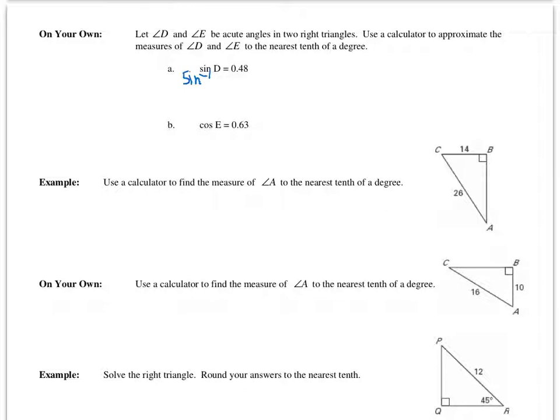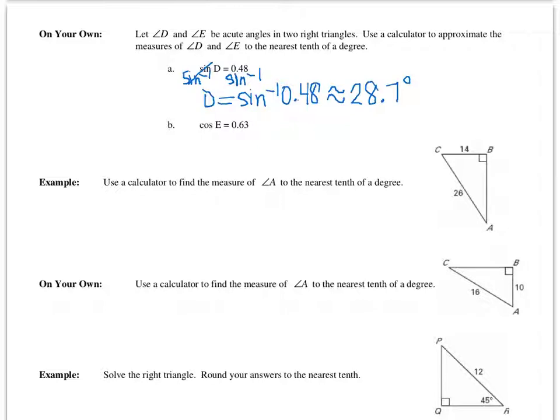If I use the inverse sine on the left, I have to use the inverse sine on the right. So as that cancels, I have D equals the inverse sine of 48/100. And if you put that into your calculator, you'll find that it rounds to approximately 28 7/10 degrees.